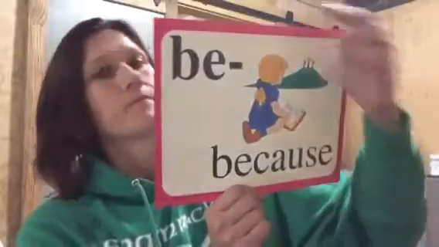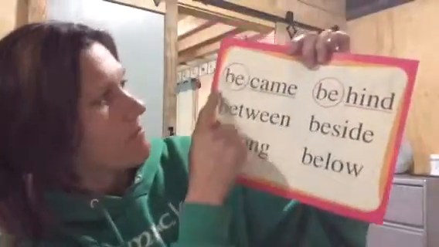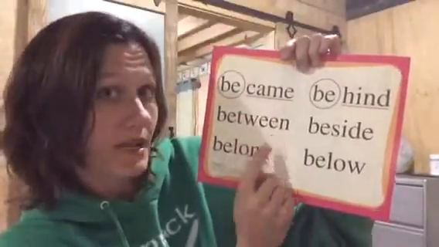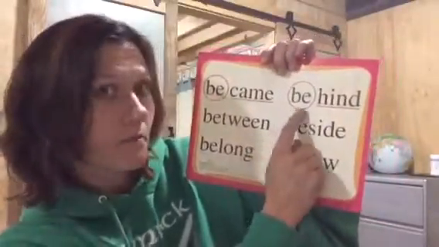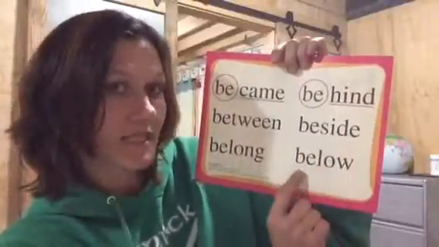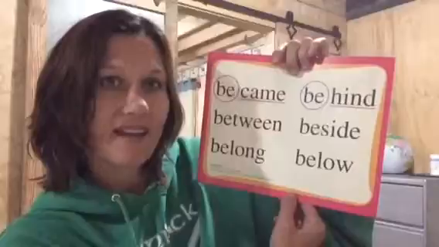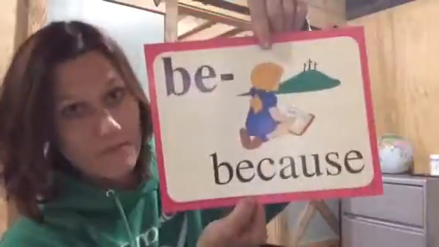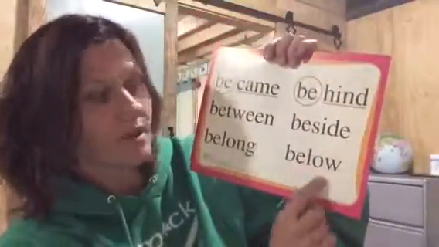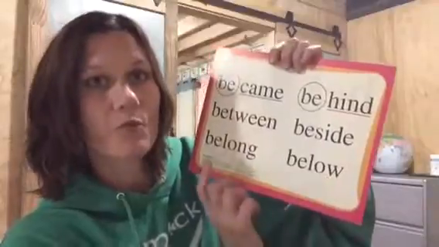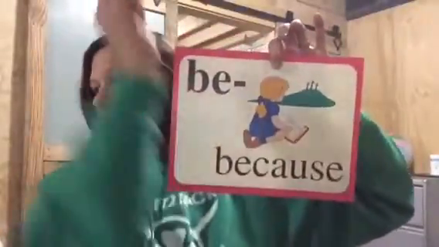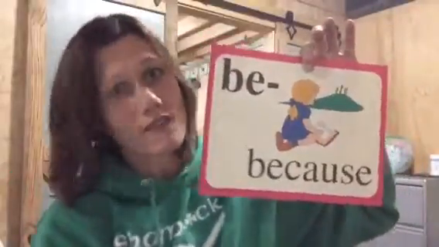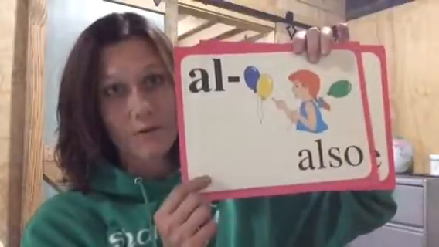It's another prefix, be and because. Became, between, belong, behind, beside, and below. Got it? So like in below, we have the be, right, in because, and the O in bowl. Okay, so this is a new one to add to our mental list. We've got all these special sounds floating around in our head. Be and because is a prefix. All and also is a prefix.